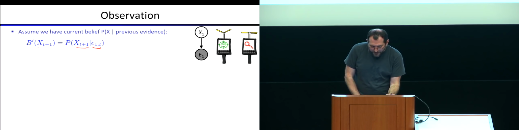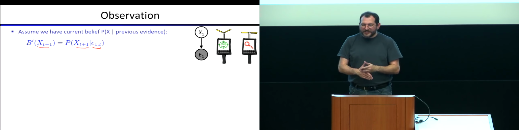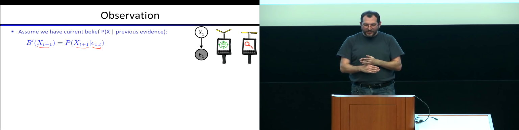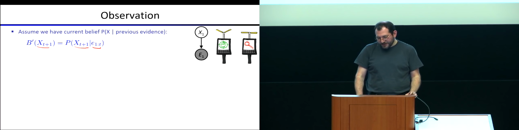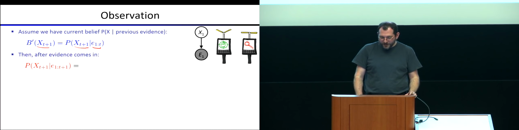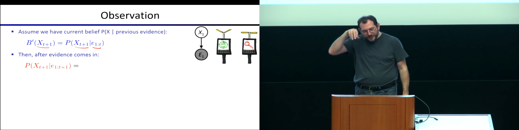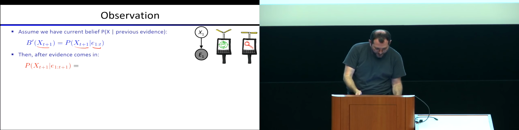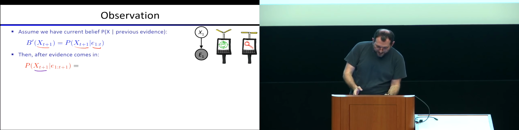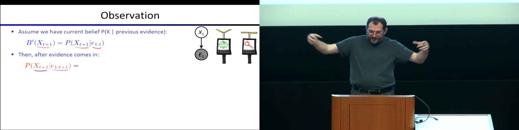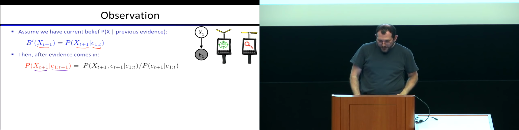And so we have this b prime, which is a belief over xt plus 1, but it doesn't take into account the current evidence, and we're going to update it by feeding it evidence at the current time step. So we're going to feed it e of t plus 1. So evidence comes in, and now I want to compute what's the probability distribution over t plus 1 given my old evidence, but also e of t plus 1? So that evidence chain is now longer. So I can write that out.